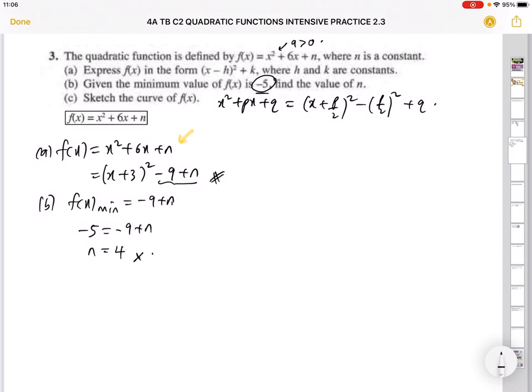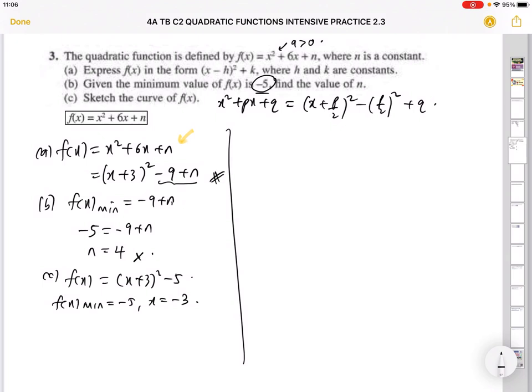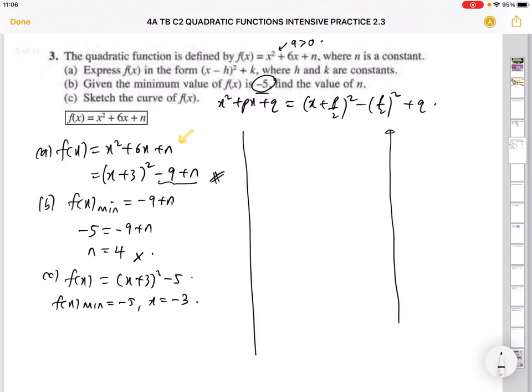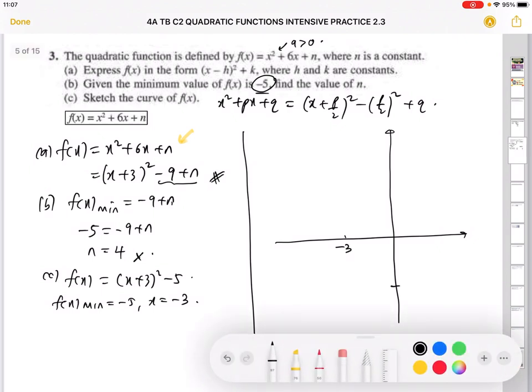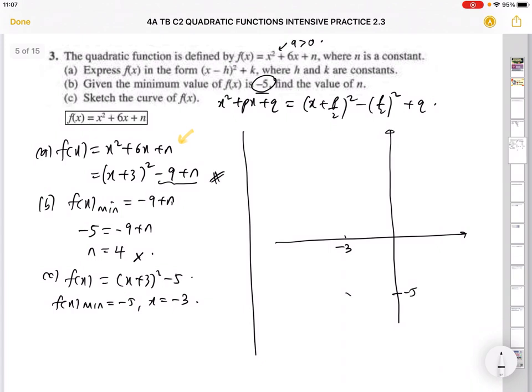All right, the next thing, part C, we have to sketch a curve. Before you sketch a curve, always identify the minimum or maximum. Now, maybe we can just rewrite this so I know the minimum is -5. My f(x) minimum is -5 when x equals -3. So -3 is my axis of symmetry. So let me just draw somewhere here. -3, -5, perhaps a bit lower. Okay, so this is my minimum point. Correct. So everything else must fall above.